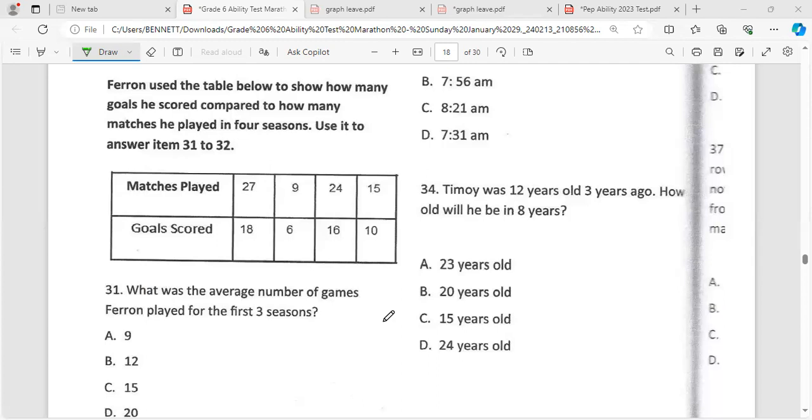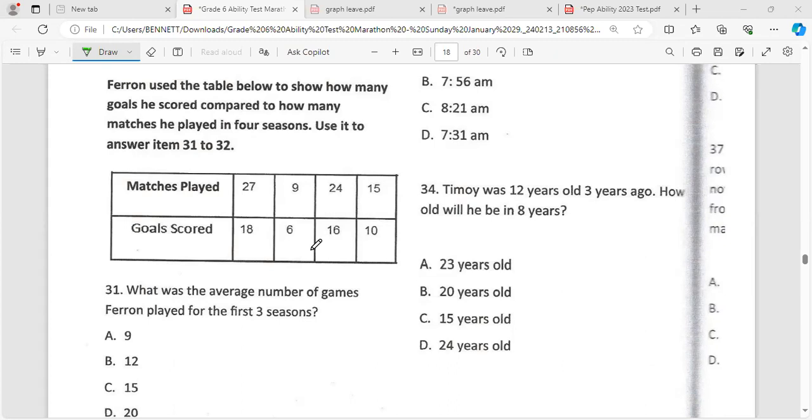So it's the number of matches the player played versus the number of goals scored. They want us to find out what was the average number of games Ferran played for the first season. Can somebody give me a different name for average? Mean. Very good. So they want you to find the mean. Now, how do we obtain the mean? You add the numbers and then you divide.